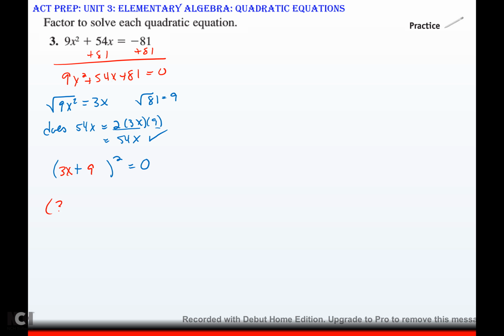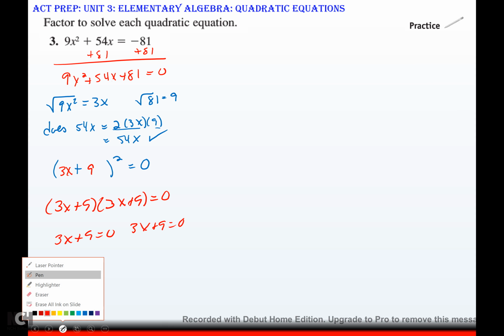So again, I have two of these. 3x plus 9 equals 0 times 3x plus 9 equals 0. That's what squared means, two copies. So if I solve each one of these, since they're the same, I'm going to get the same answer twice, which means there's only one solution, which means it's tangent to the x-axis.